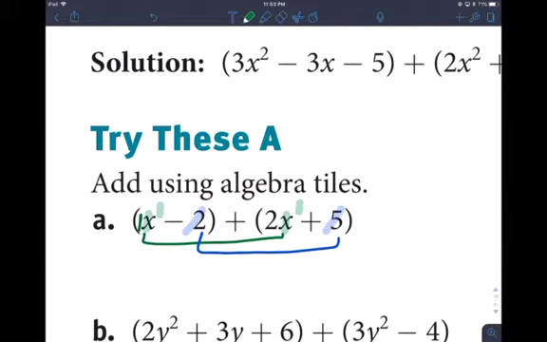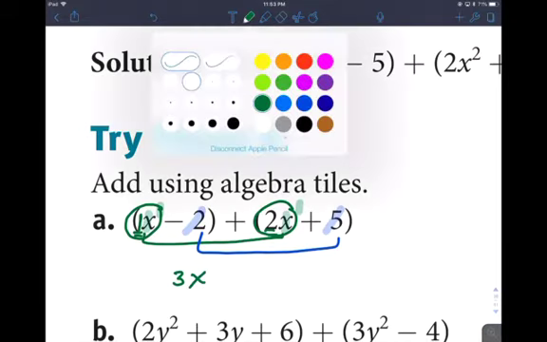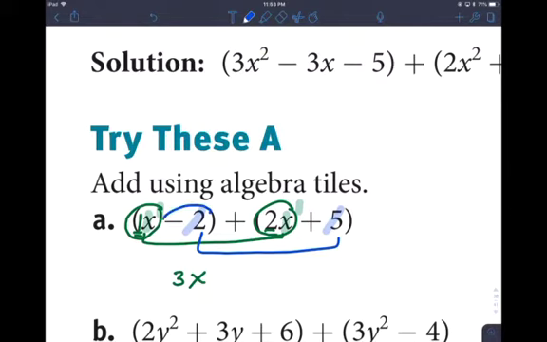Now I'm going to do 1x plus 2x. That should sound familiar because we've done this a lot, especially when we would solve equations. So 1 plus 2 is going to be 3x. And now we move on to the next one. Minus 2 plus 5. Negative 2 plus 5 is going to be plus 3. So the answer is 3x plus 3.